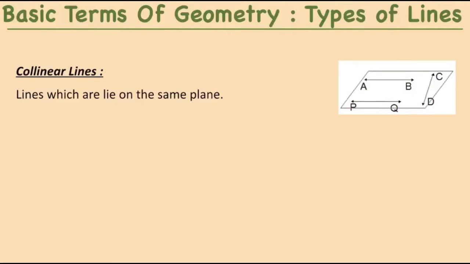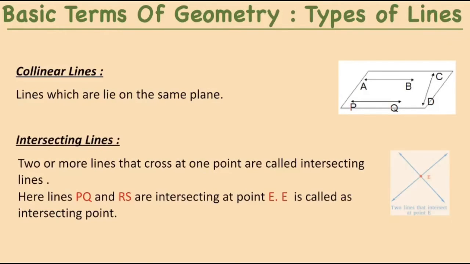Now we will learn about coplanar lines: lines which lie on the same plane. That means if you draw lines on an A4 white paper, those lines will be placed on the same surface. In this picture you are seeing AB, PQ and CD are placed on the same surface. So these lines are called coplanar lines.